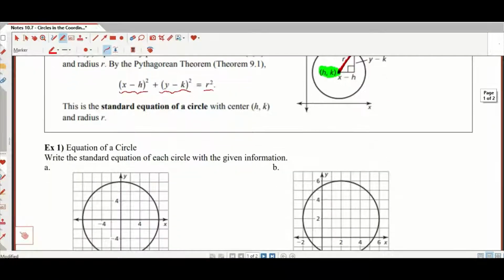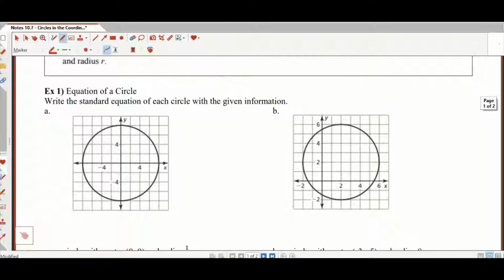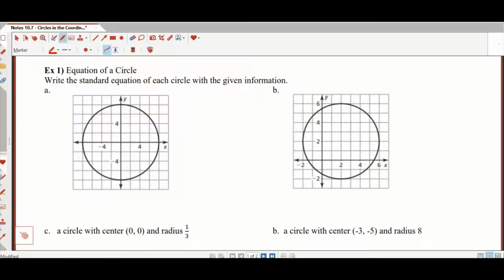So basically, whenever you're looking at a circle and trying to find its equation, you check what its center is. So this circle is centered at (0, 0). So that's my (h, k). Then you have to check the radius. So the radius here, 1, 2, 3, 4. So the radius is 4.